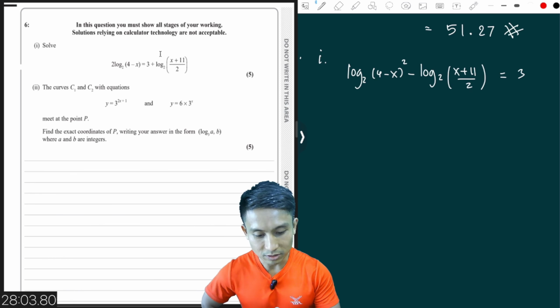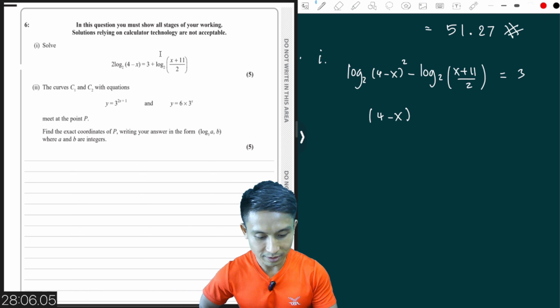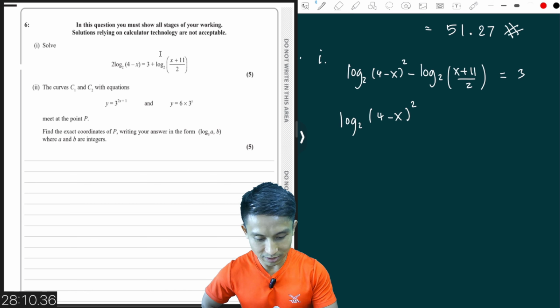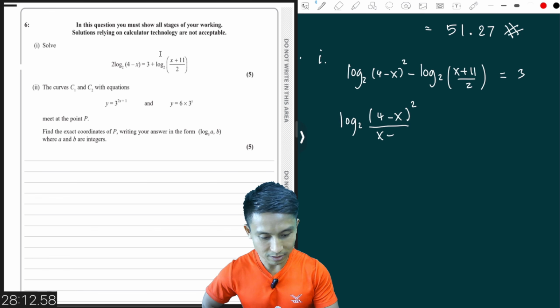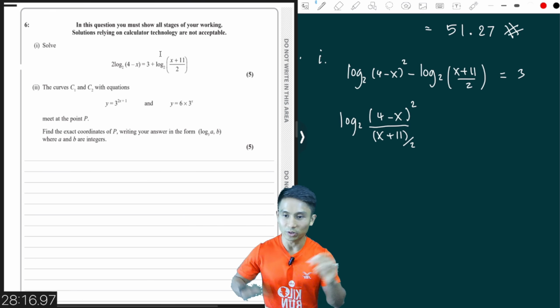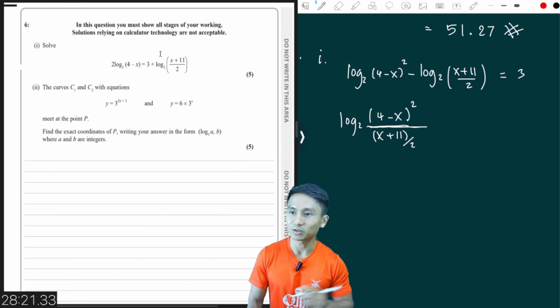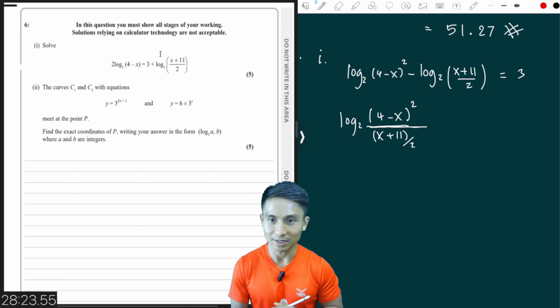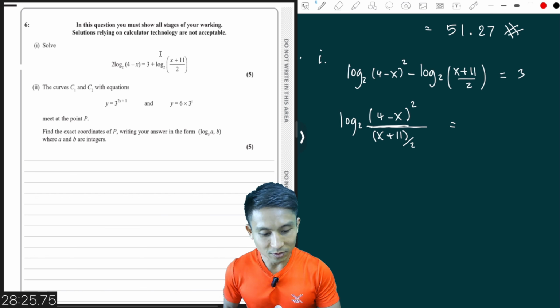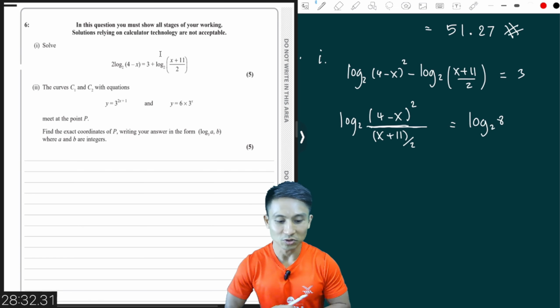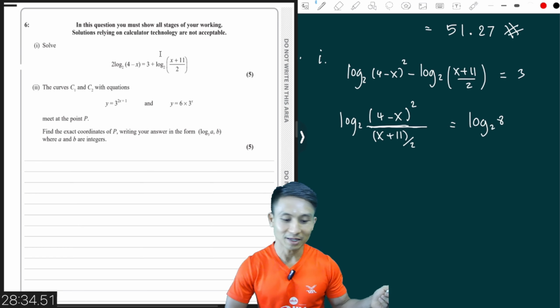So we can merge the log terms using log properties, 4 minus x squared, because you can merge them like this. The whole denominator is x plus 7 divided by 2. Because it's subtraction, you divide one by another. And 3 is just log base 2 of 8, right? You can just work backwards there. It's just log base 2 of 2 to the 3, basically.